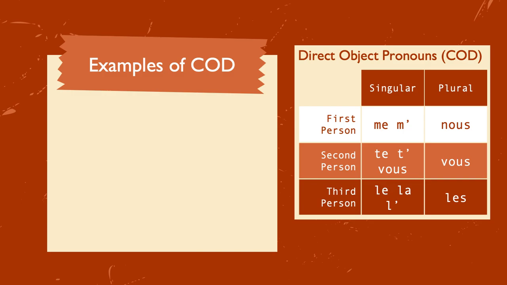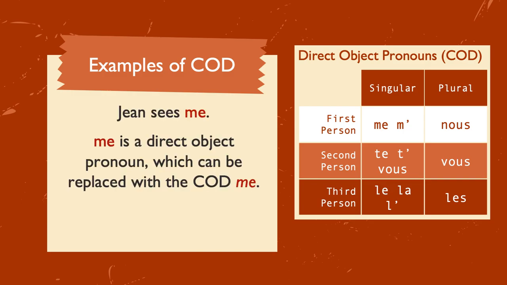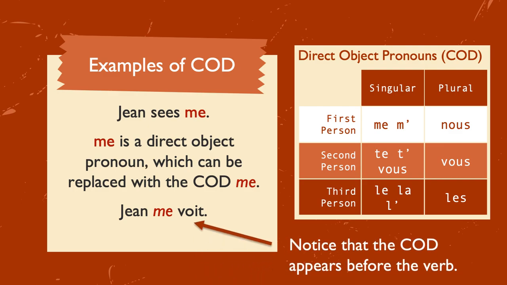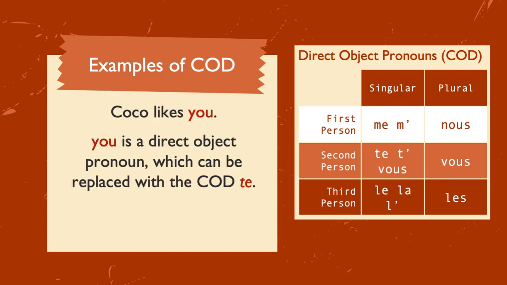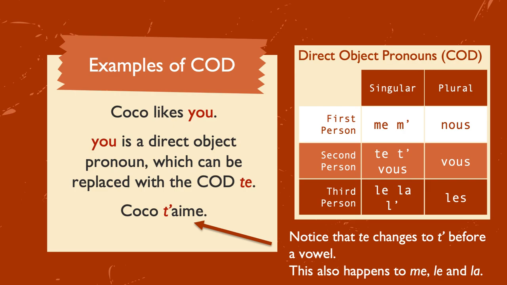Okay, examples of complément d'objet direct. Jean sees me. Me is a direct object pronoun which can be replaced with the COD me. Jean me voit. Notice that the COD appears before the verb. Coco likes you. You is a direct object pronoun which can be replaced with the COD te. Coco t'aime. Notice that te changes to t' before a vowel. This also happens to me, le, and la.